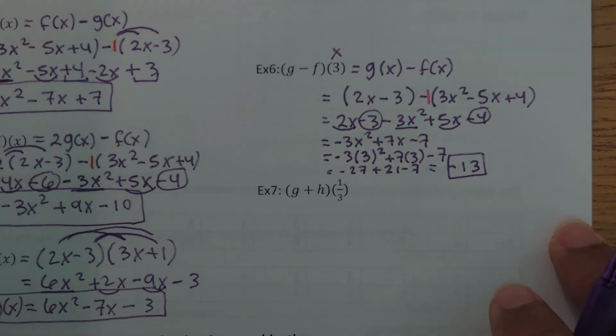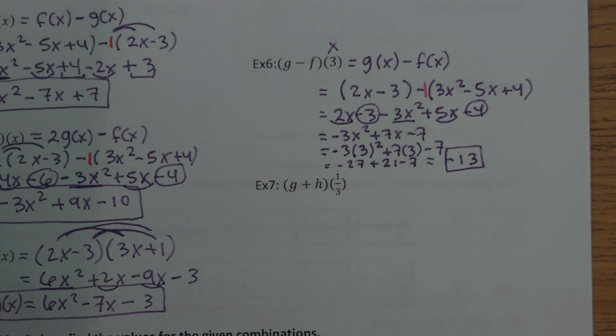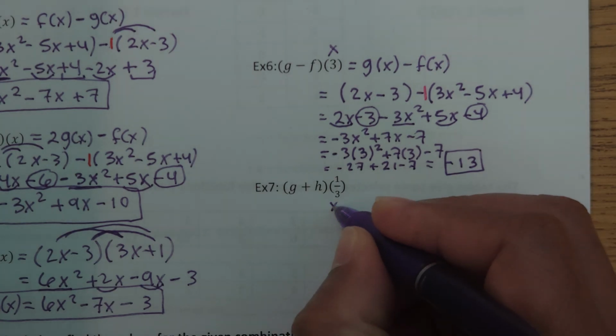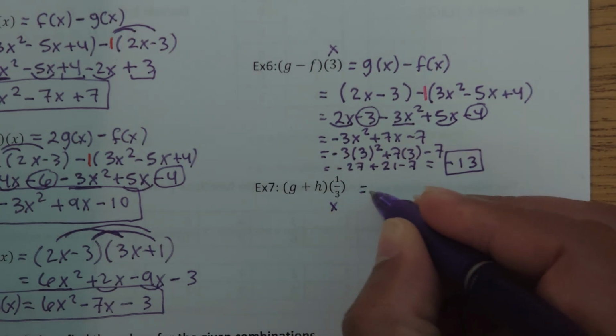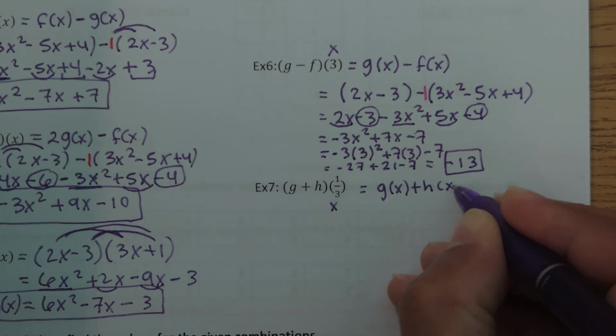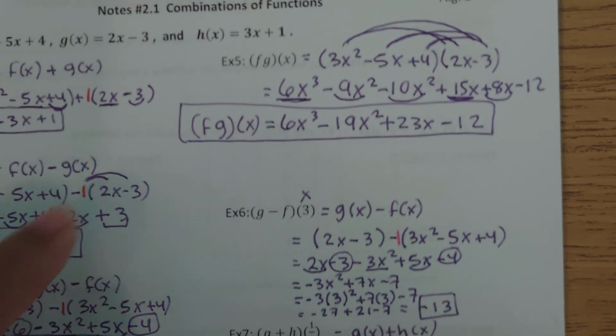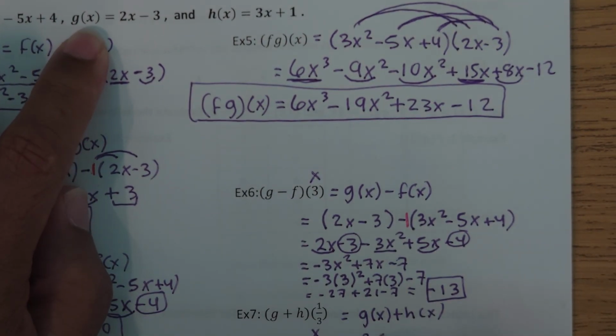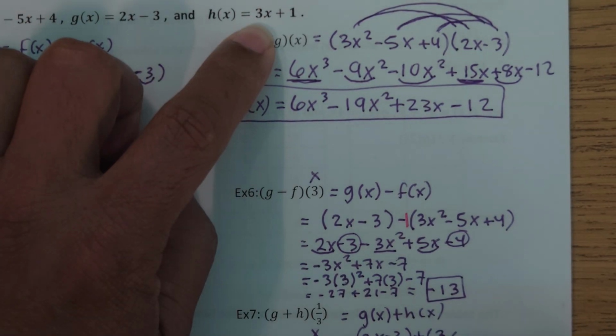So the next example is the same idea. What I am going to do is add the two functions together. So I'm going to replace this with an x. Then I'm going to do g of x plus h of x. So g of x is 2x minus 3, that's what we're given. So we have 2x minus 3, plus h of x, which is 3x plus 1.